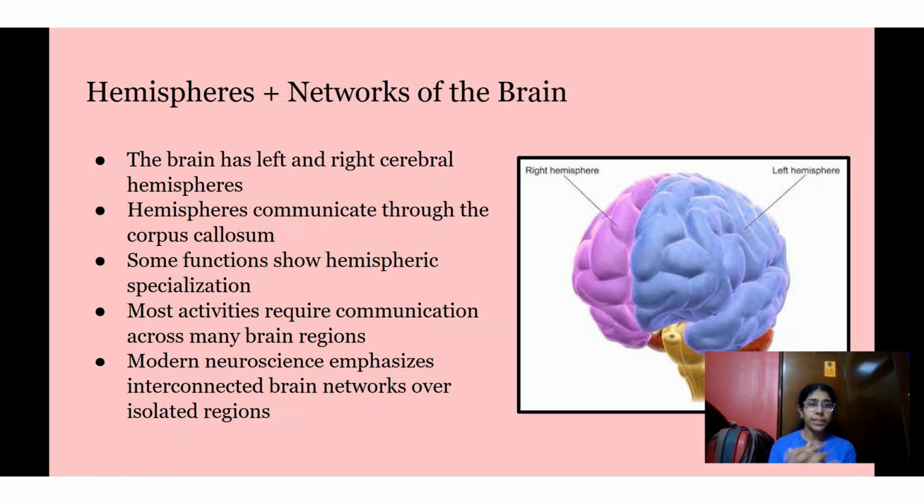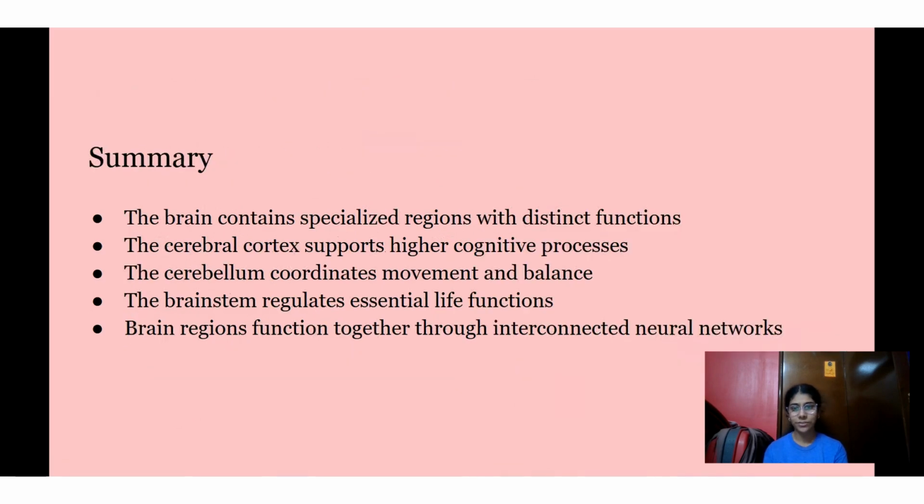Now, as has been referenced and indicated, there are different hemispheres of the brain as well. The brain has a left and right cerebral hemisphere. Hemispheres communicate through the corpus callosum, which is just a bundle of nerve endings at the intersection of both hemispheres. But some functions often show hemispheric specialization. Most functions, though, require communication across brain regions. Modern neuroscience also emphasizes the importance of this interconnected nature of brain networks over the prioritization of isolated regions.